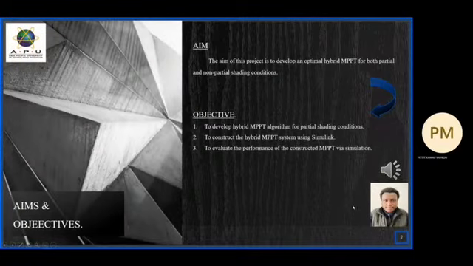Aims and objectives. The aim of this project is to develop an optimal hybrid maximum power point tracker for both partial and non-partial shading conditions. The objective is to develop a hybrid maximum power point tracking algorithm for partial shading conditions, to construct the hybrid maximum power point tracker system using MATLAB Simulink, and to evaluate the performance of the constructed system via simulation.